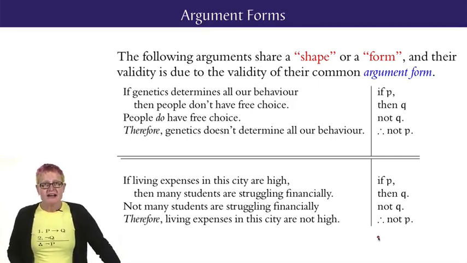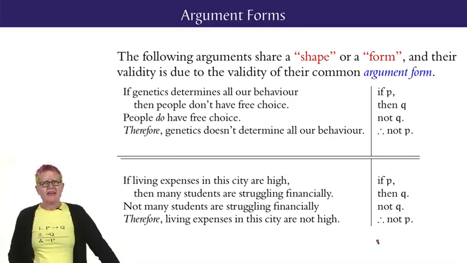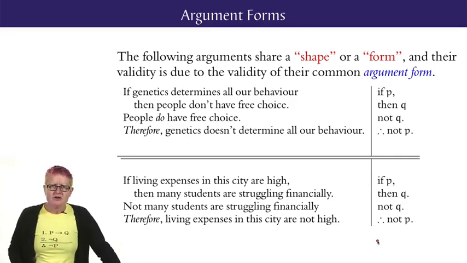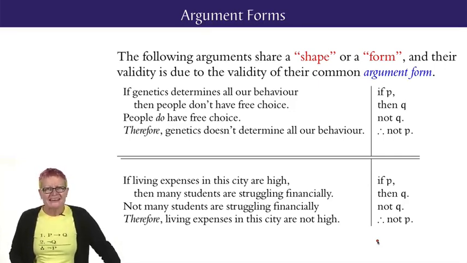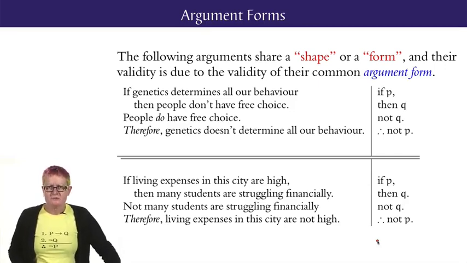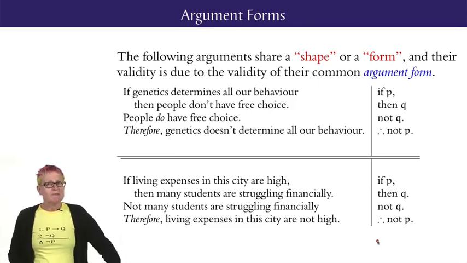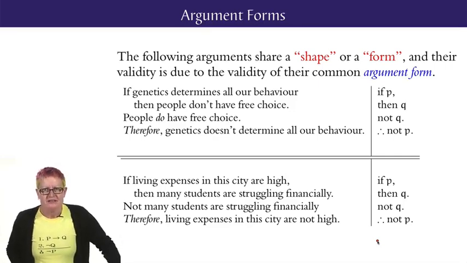So we have 2 concrete arguments that are both valid because they are instances of a valid argument form. Good. However, you might be left thinking that the first argument about human free will is a bit more believable or somehow better than the second argument about the financial problems of students, because the conclusion of the second argument will be false in a great many cities around the world. We'll come back to this difference later in this lesson.